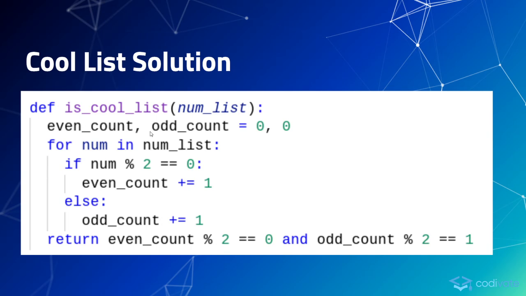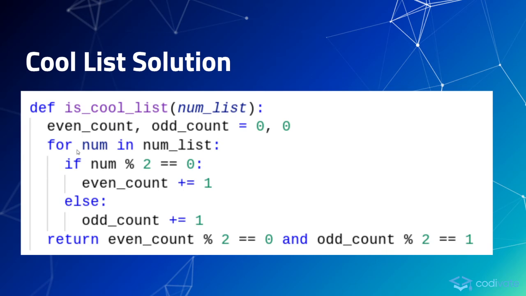You may be seeing this syntax for the first time, but it's okay. What we're basically doing here is doing what we usually don't do on 2 lines with making 2 variables on 1 line. So even count is being assigned 0, and odd count is also being assigned 0, because before we start going through the list, we have 0 of even numbers and 0 of odd numbers.